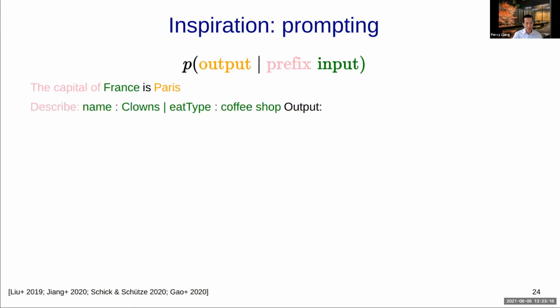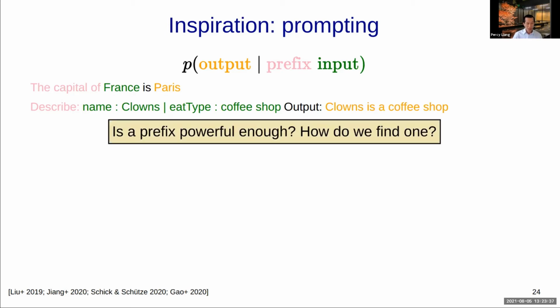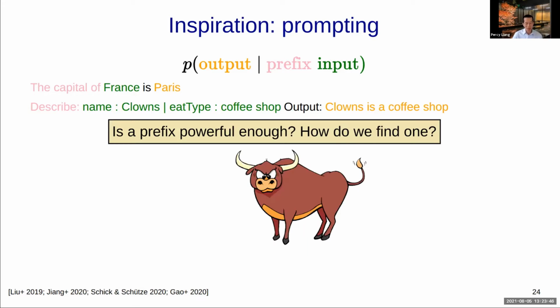For our table-to-text task, it's a bit more complicated. You can serialize the table into a string, and maybe you can put "describe" or something as a prefix and hope that the model can output the right natural language sentence. But is a prefix powerful enough? And if so, how do we even find one? The way to think about it, in terms of this metaphor, is that you have this language model, you can't really control it, but what you get to do is dangle all sorts of treats in front of it, which is a prefix. And hopefully by dangling treats in front of it, you can get it to do various things.